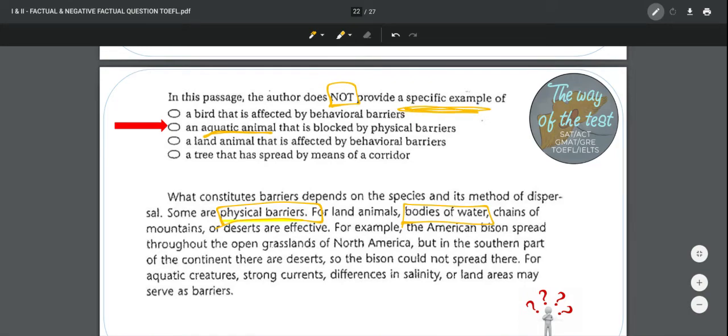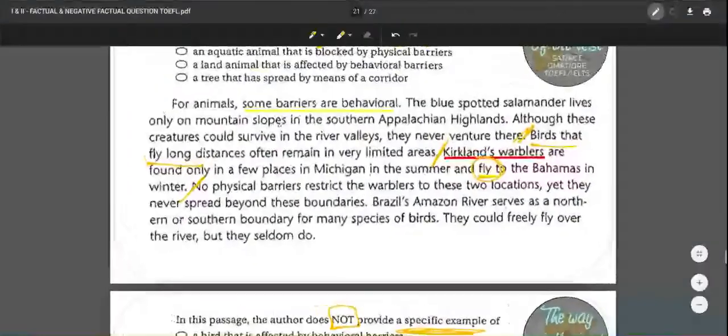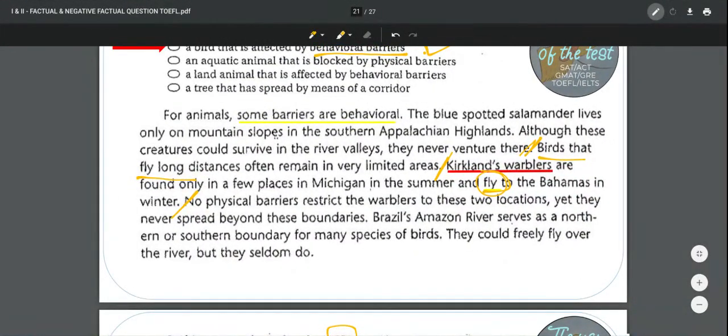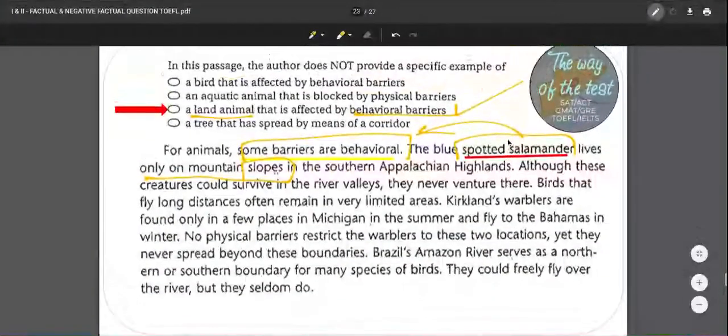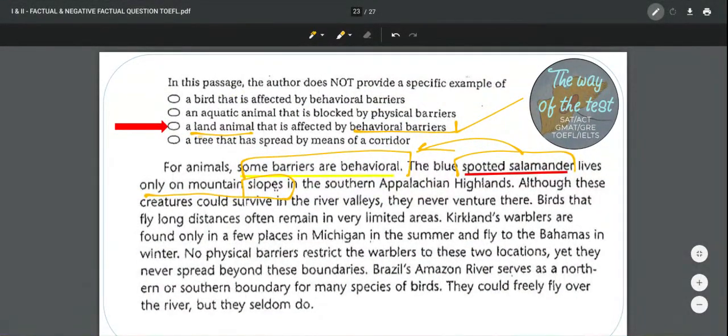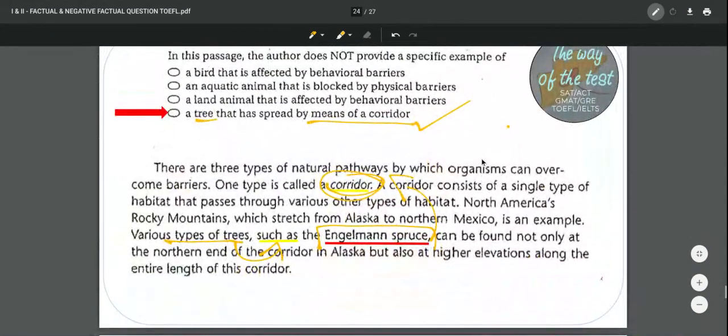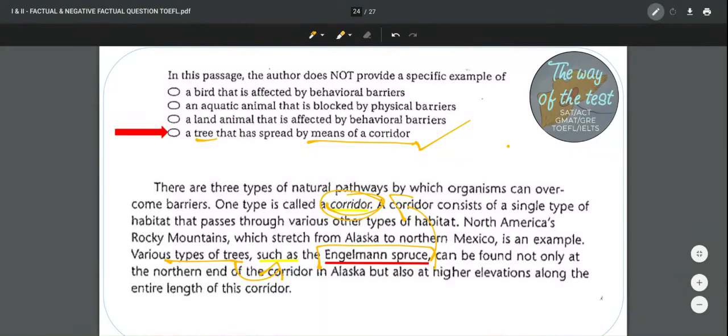Right? So if you notice, I'm not just saying birds in general fly. I'm saying these birds, these kind of birds, the Kirkland warblers. I'm not saying that animals in general do it. I'm saying this specific animal, the spotted salamander. When they ask me for a specific example, they give me a specific example. If they say a specific tree, they don't say just trees. They tell me exactly the name of a type of tree that has this, because they are asking for a specific example, not just a sample, a specific example.